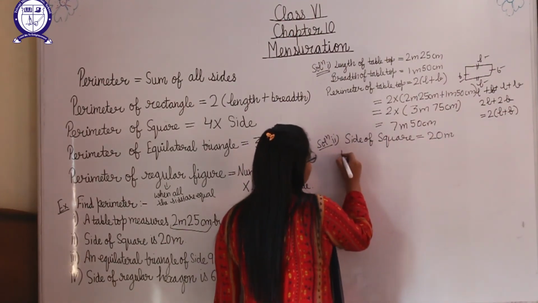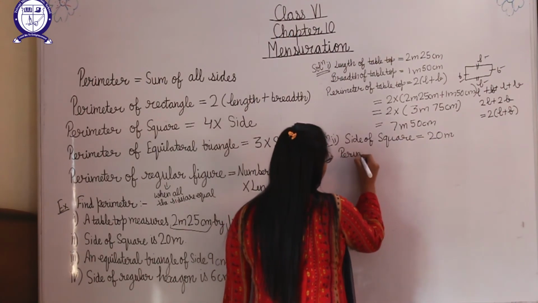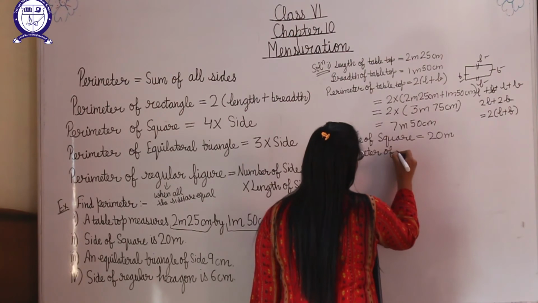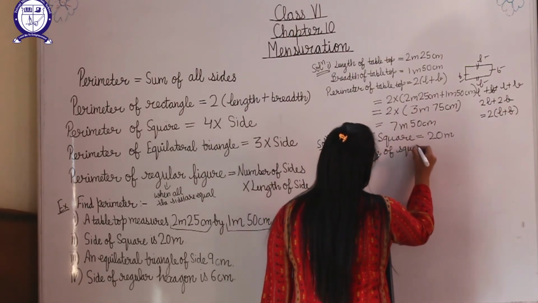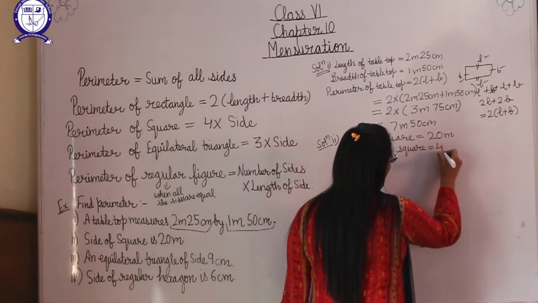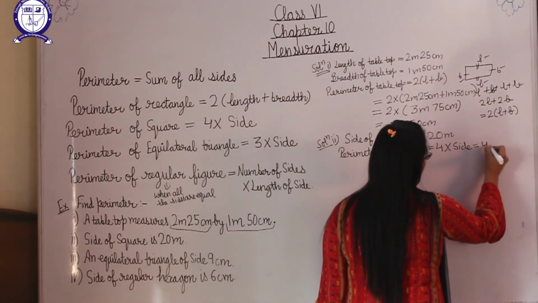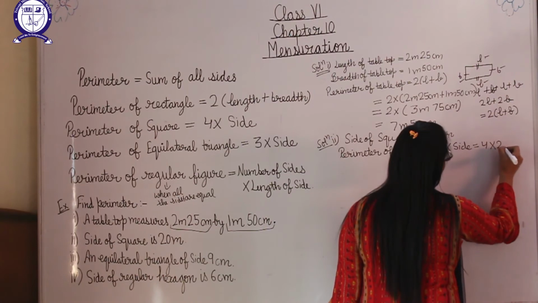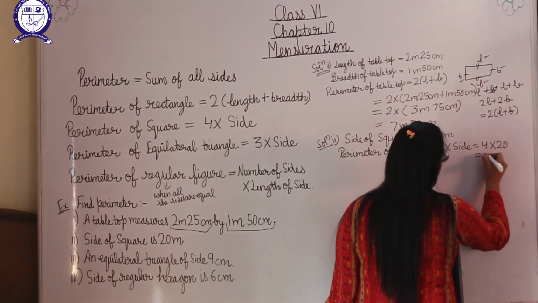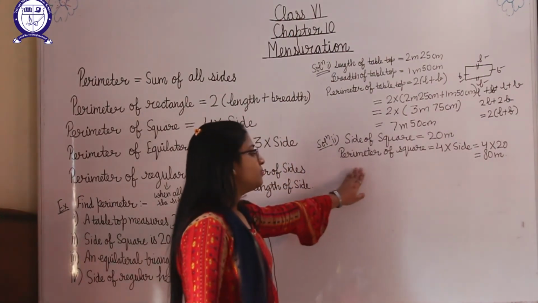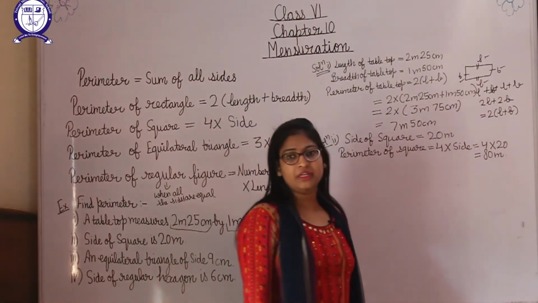Now we know that the perimeter of square is equal to 4 multiply side, right? Now 4 multiply side means 4 multiply 20, and 4 multiply 20 is 80 meters. So what is the perimeter of square? Perimeter of square is 80 meters.